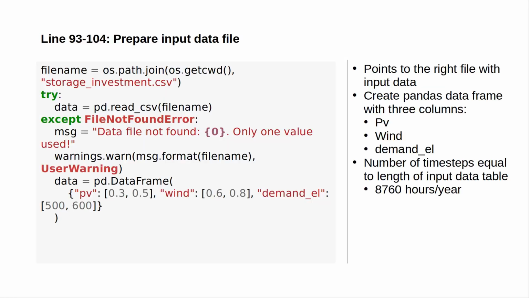Now, if we go into the code directly, you can see that we first have to prepare the input data file, where we are also accounting for potential error on the file. And in this case, we're producing a Pandas data frame with two values each for one time step to make sure that we have some values to optimize.